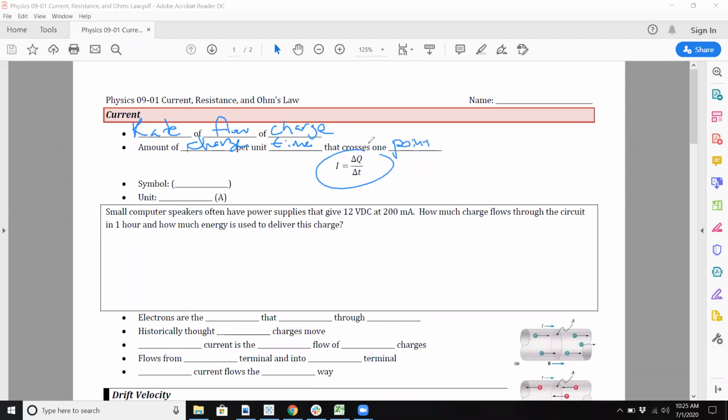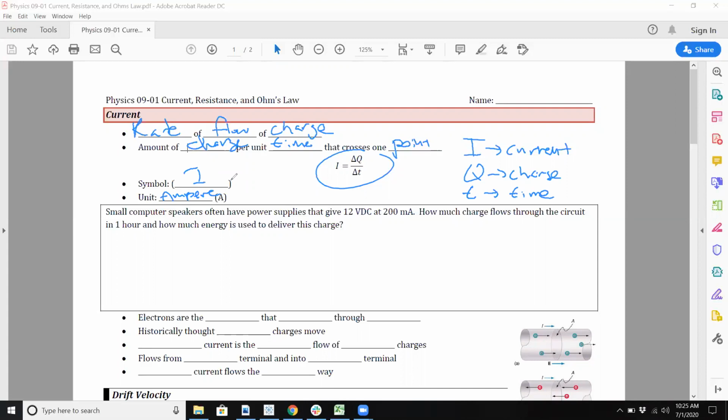And that's the formula right there, where I is current, Q is charge, and T is time. The symbol is I, of course, and the unit we call ampere. I think it's probably named after the person who discovered this. So that's just some stuff there.